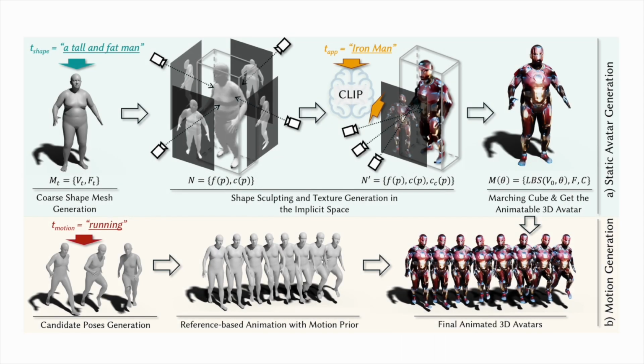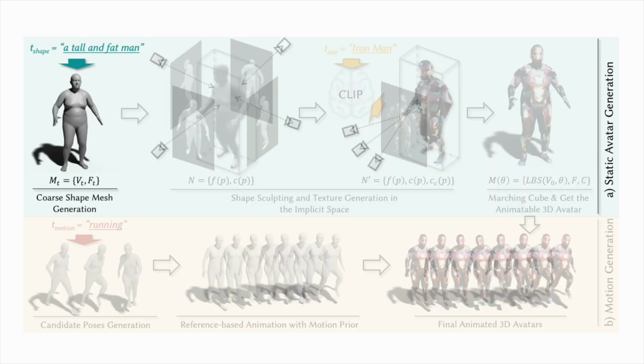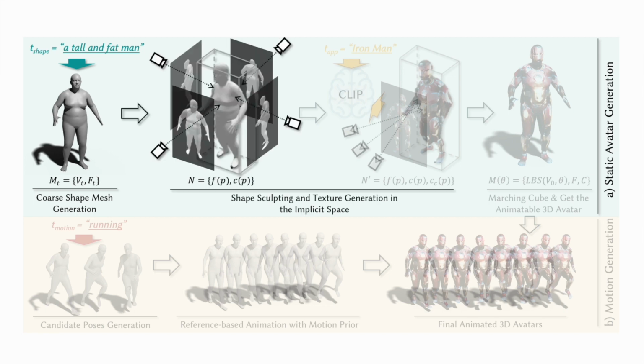The whole pipeline is divided into two parts: static avatar generation and motion generation. Assume we want to generate a tall and fat Iron Man that is running. The first step is to generate coarse body shapes using the text, a tall and fat man. Then it is used to optimize an implicit representation of the body.